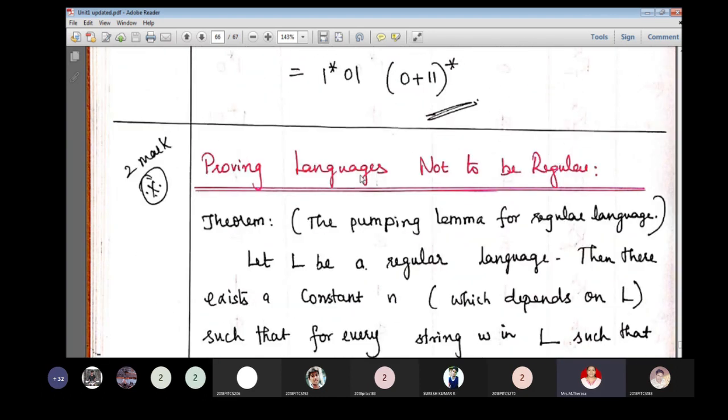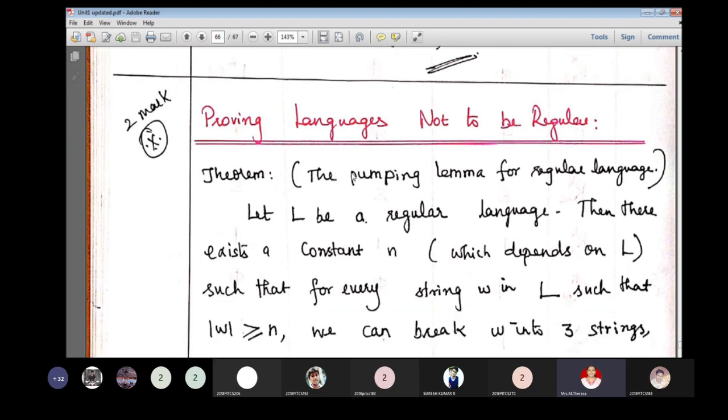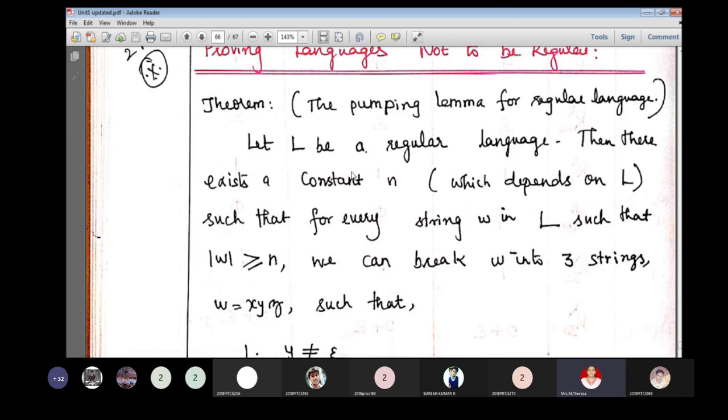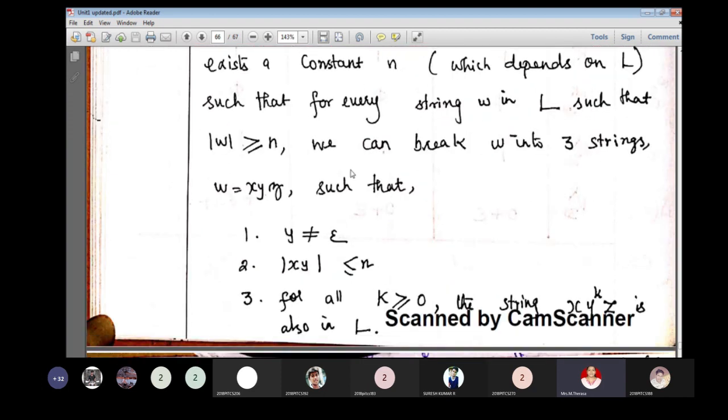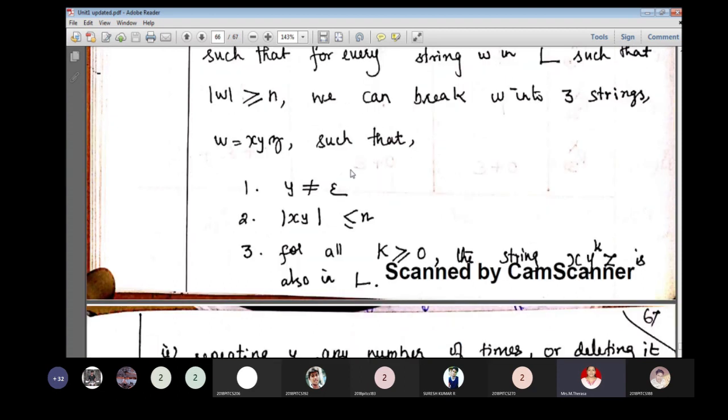Okay, we'll see the last topic under this regular languages and expressions. Okay, proving languages not to be regular. So pumping lemma for regular languages. The statement is given like, let L be a regular language, then there exists a constant n which depends on L such that for every string W in L such that length of W greater than or equal to n, we can break W into 3 strings. W is equal to xyz such that y is not equal to epsilon and length of xy is less than or equal to n. For all k greater than or equal to 0, the string xy^k z is in L.